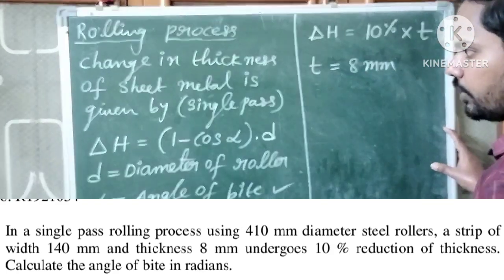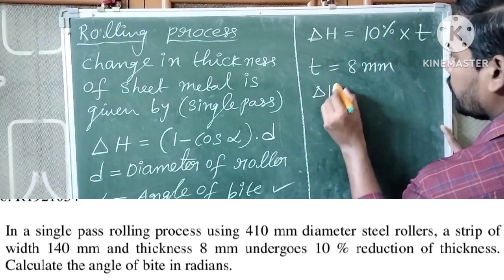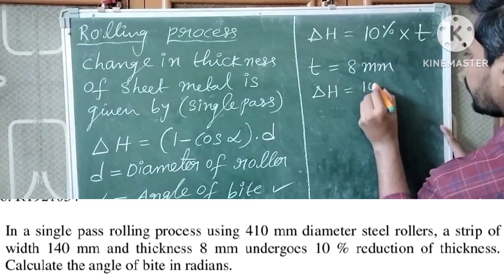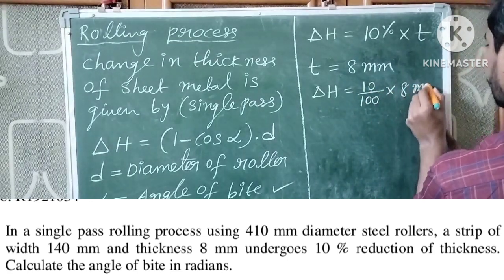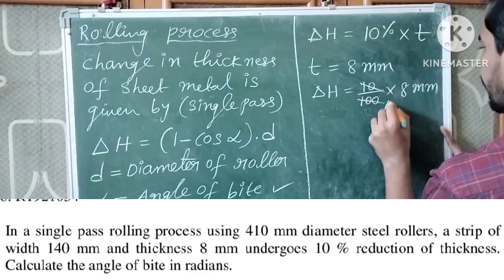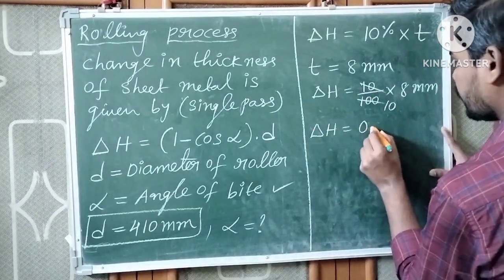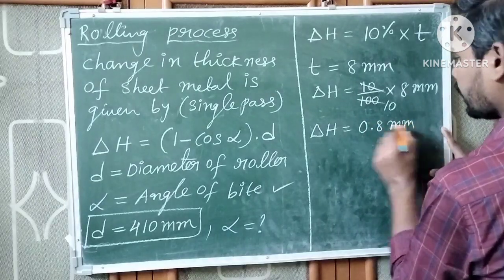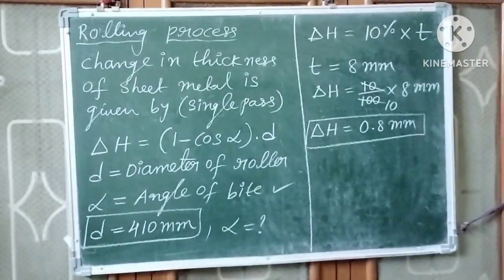Now substitute all values here. First of all, let us find delta H. Delta H is equals to 10% means 10 by 100 into thickness, 8 mm. 8 by 10, how much? Delta H is equals to 8 by 10, which means 0.8 mm. Therefore, the change in thickness of the sheet metal is 0.8 mm.